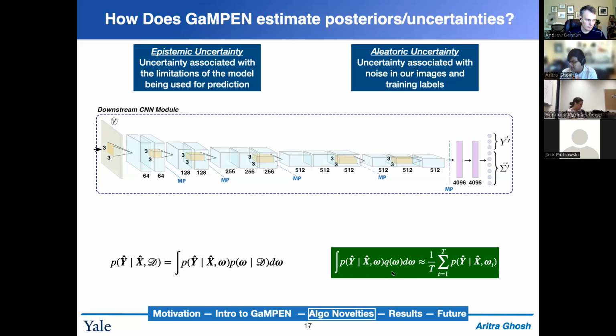And you can replace this p(w|D). It's, of course, impossible for us to know the entire distribution of networks that could have been present, which solve this problem. So essentially, you replace that with a variational distribution q(w), and then this becomes an approximation. You can approximate this integral with a sum.